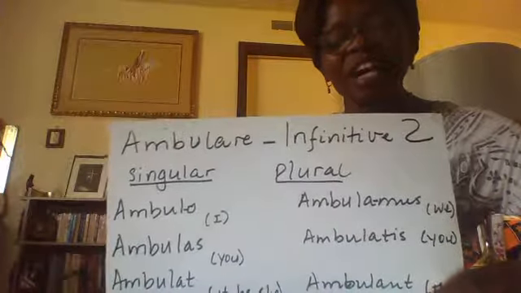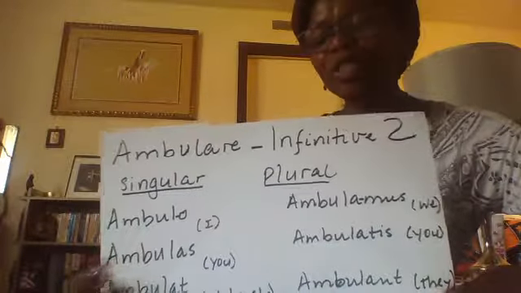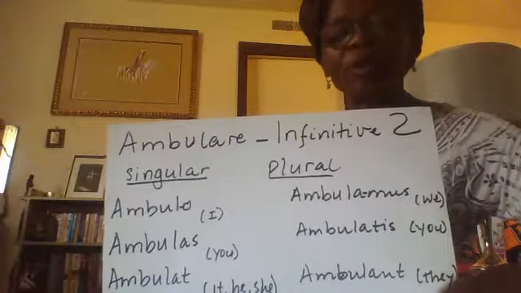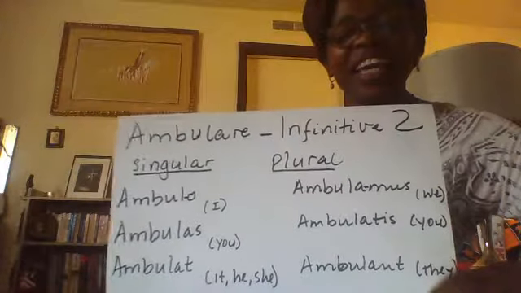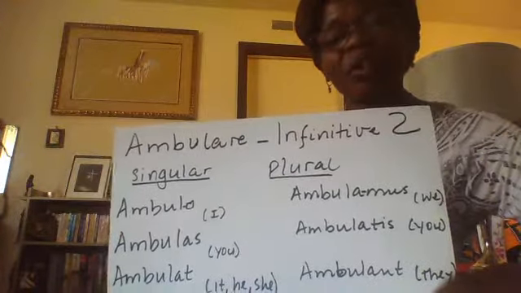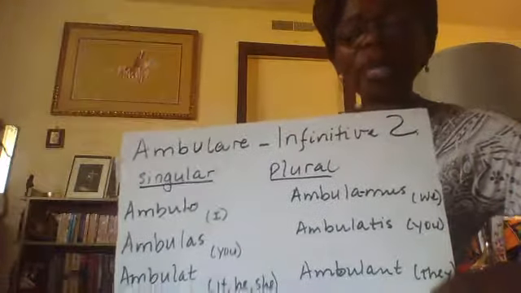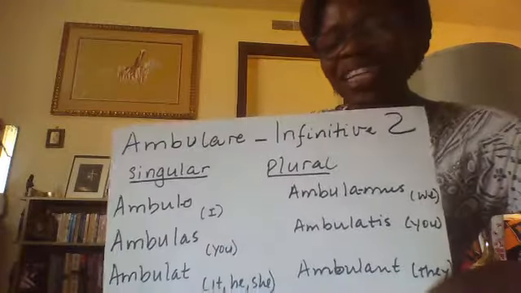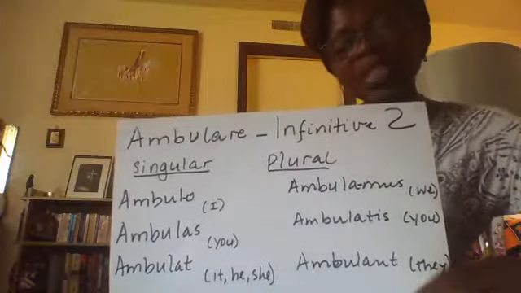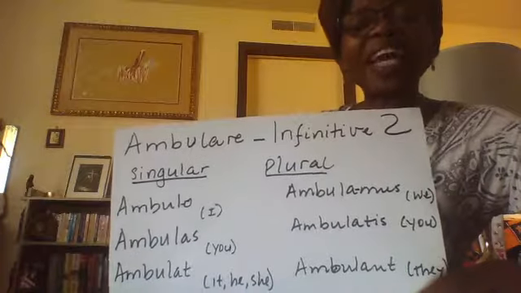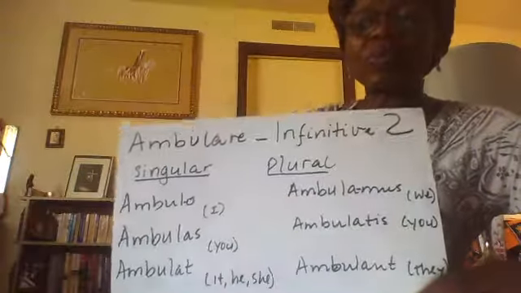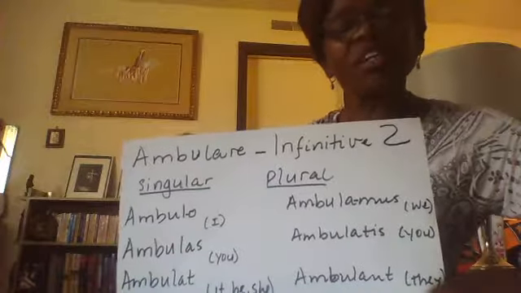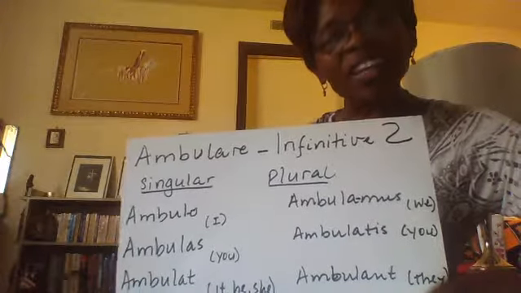And what about if we want to talk about he and she in the plural form? They are walking, or they walk. That would be ambulant. So the rest of the sentence remains the same, except we will modify the endings of the verb of this infinitive ambulare to correspond with the grammatical person in question.